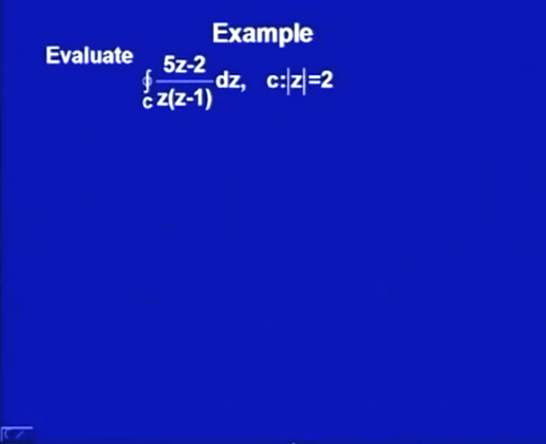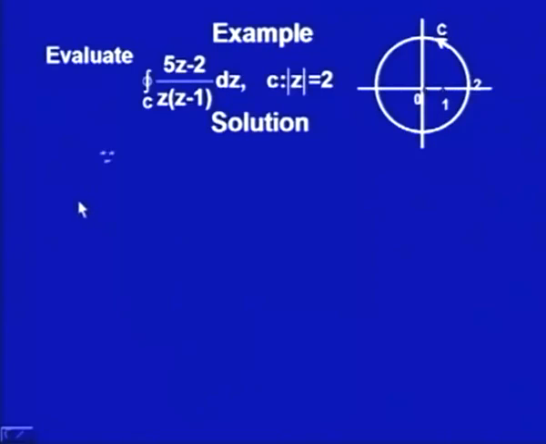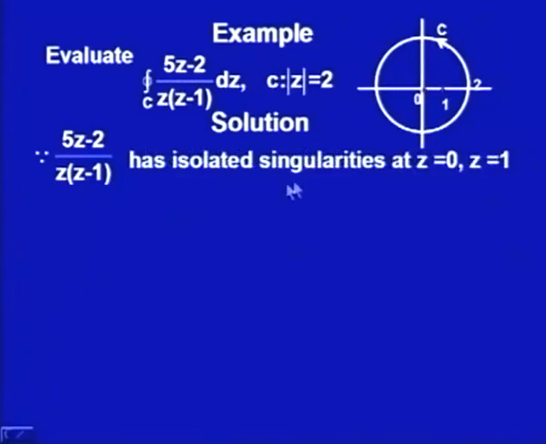So, we have the same example, that is, evaluate this integral along the circle of radius 2 centered at 0. We know that the function is the same, it has isolated singularities between 0 and 1. So, using the residue theorem I have to find the residue of the function (5z minus 2) upon z into (z minus 1) at z equal to 0 and z equal to 1. Since we had already identified that 0 and 1 are simple poles, and this function is of the form P(z) upon Q(z), we can use the method of finding the residue at a simple pole.